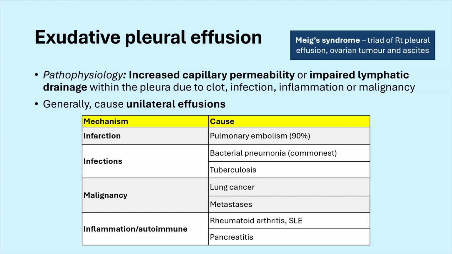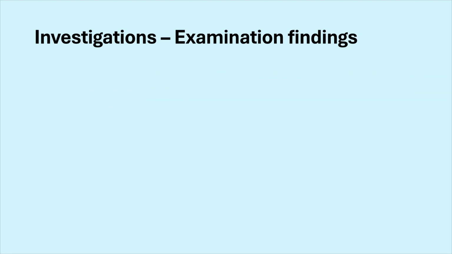An interesting syndrome that is often tested in exams is Meigs' syndrome, which is characterized by a triad of right-sided pleural effusion. This is generally the case, but of course doesn't happen always. Ovarian tumor and ascites. How do we investigate a person who we suspect has a pleural effusion?